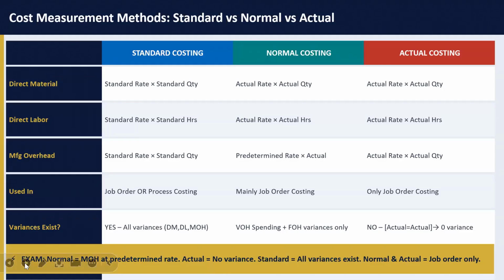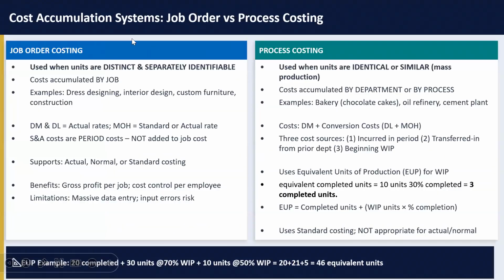Okay, so now let us move on to our next topic, which is about cost accumulation systems. In cost accumulation systems, based on the type of order you're getting from your customers, you will be choosing between job order costing or process costing. So when do we choose? What is this job order or process costing? Job order costing is used when units are distinct and separately identifiable. When you are getting customizable orders from your customers, you'll be choosing job order costing. Suppose you are getting identical orders or mass production orders from your customers, you will be using process costing.